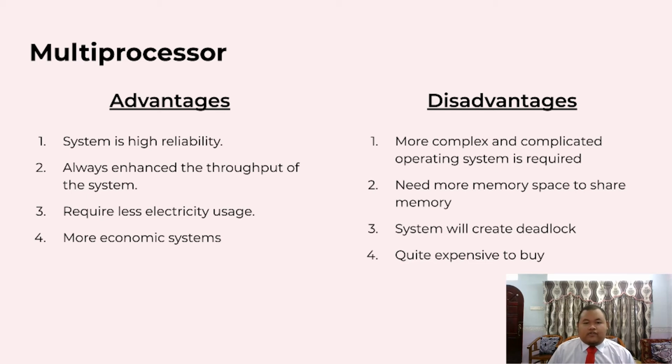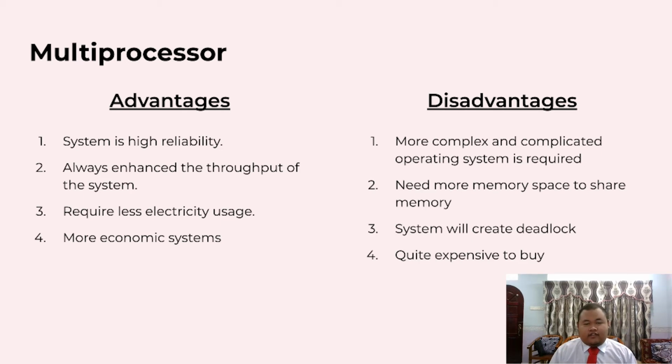A multiprocessor CPU consumes less electricity than a single processor because this system only executes and runs the multiple processes in a few times. Lastly, a multiprocessor is also a more economic system as more work is completed by the CPUs, so these systems are economically good as well.